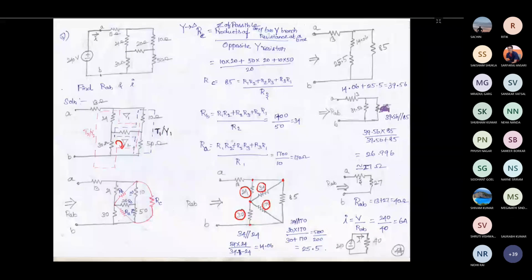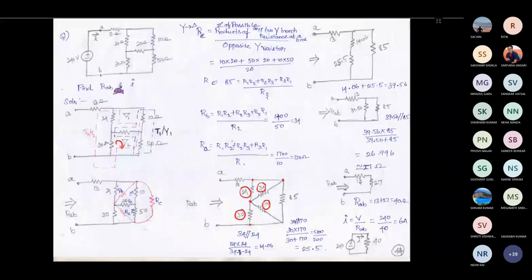You can just do the equivalent circuit for the parallel combination. So this 39.5 and this 85 are in parallel, so you can find the equivalent resistance. Since these two are in parallel, the equivalent value of this will be in series with the 13 ohm resistance.